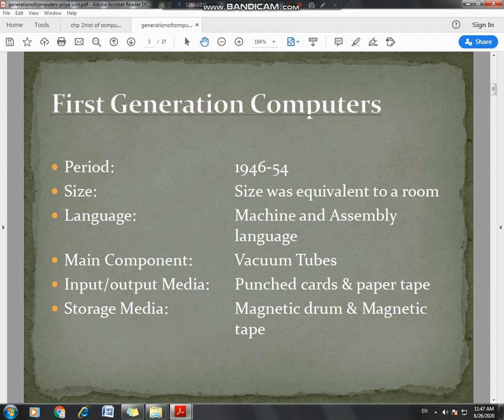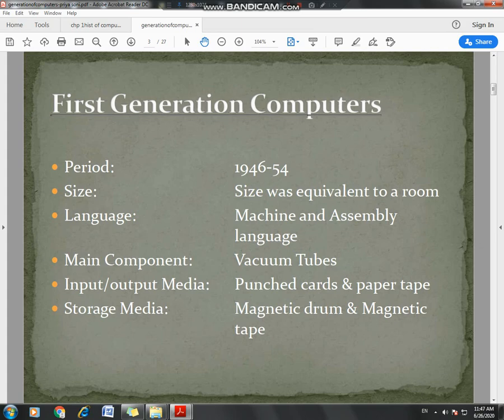Now, what is machine language? It is the language of zeros and ones, right? Then the main component, as I earlier told you, was vacuum tubes. Now, what are vacuum tubes? I will show you pictures. The input and output media were punch cards.